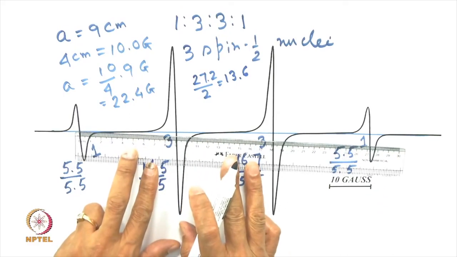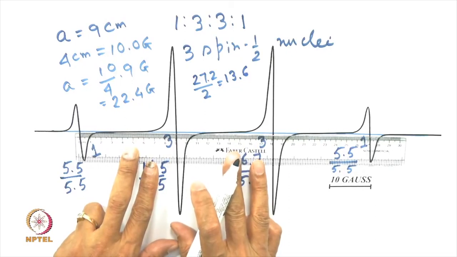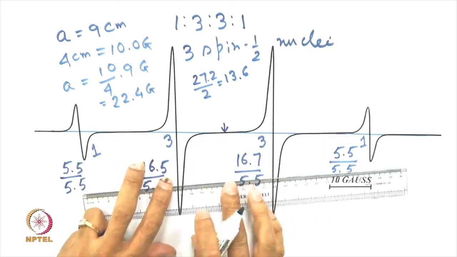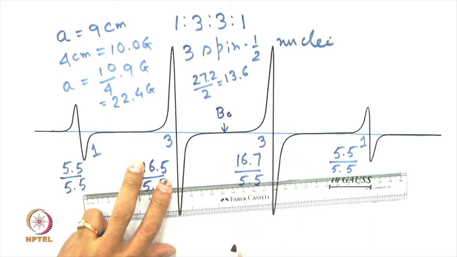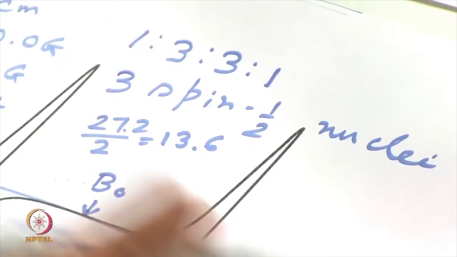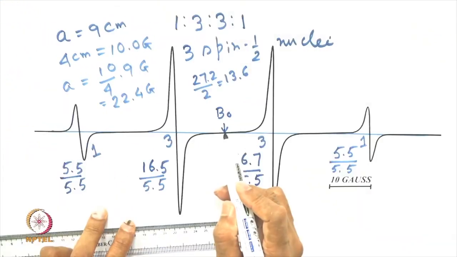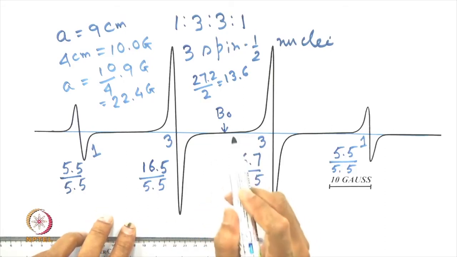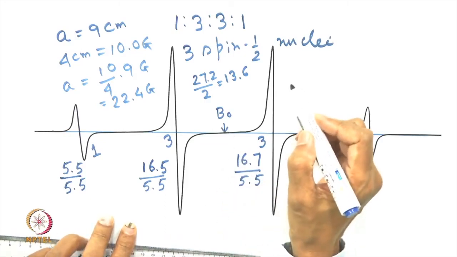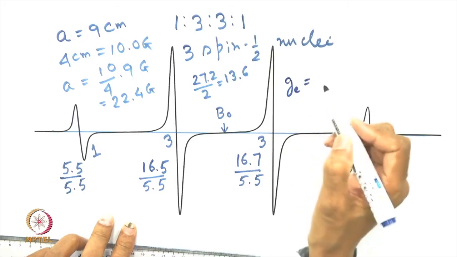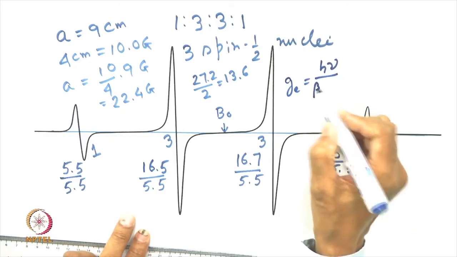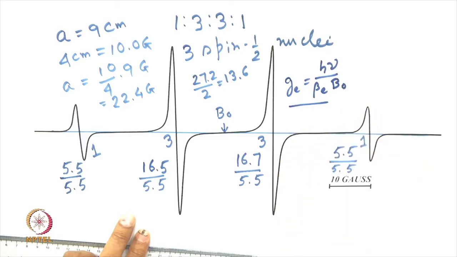So, let us find this point here, 13.6 corresponds to this place. So, this is my B0, the center of the magnetic field. If I knew the magnetic field axis, I can measure the magnetic field value for this position of the spectrum, and if I know the frequency of the microwave which was used to record the spectrum, the G value of electron will be h nu by beta e B0. That is it. So, we get all the information about the spectrum.